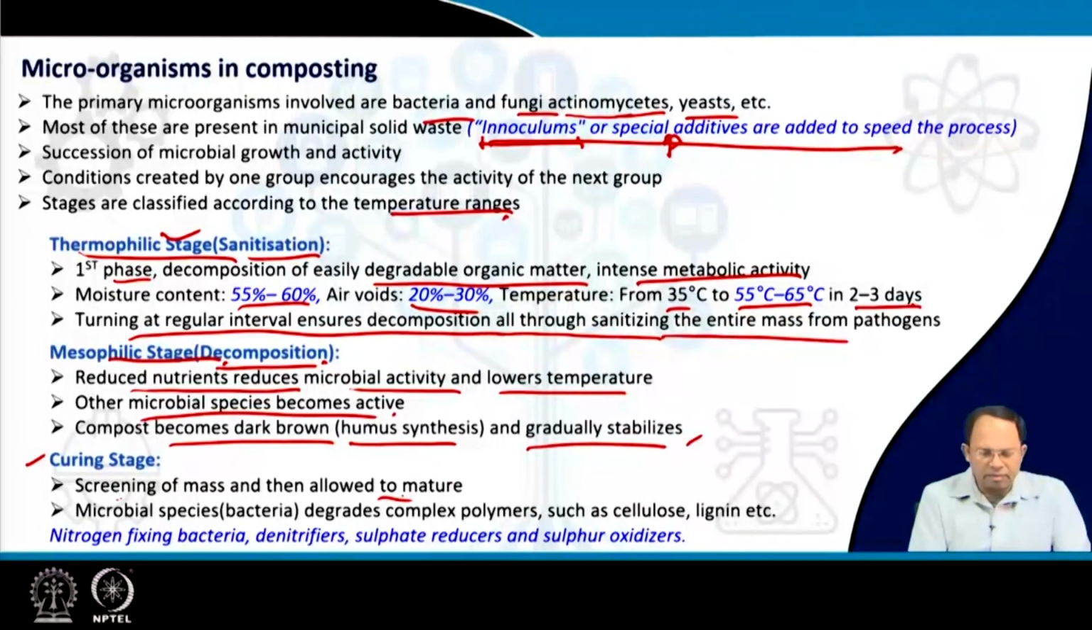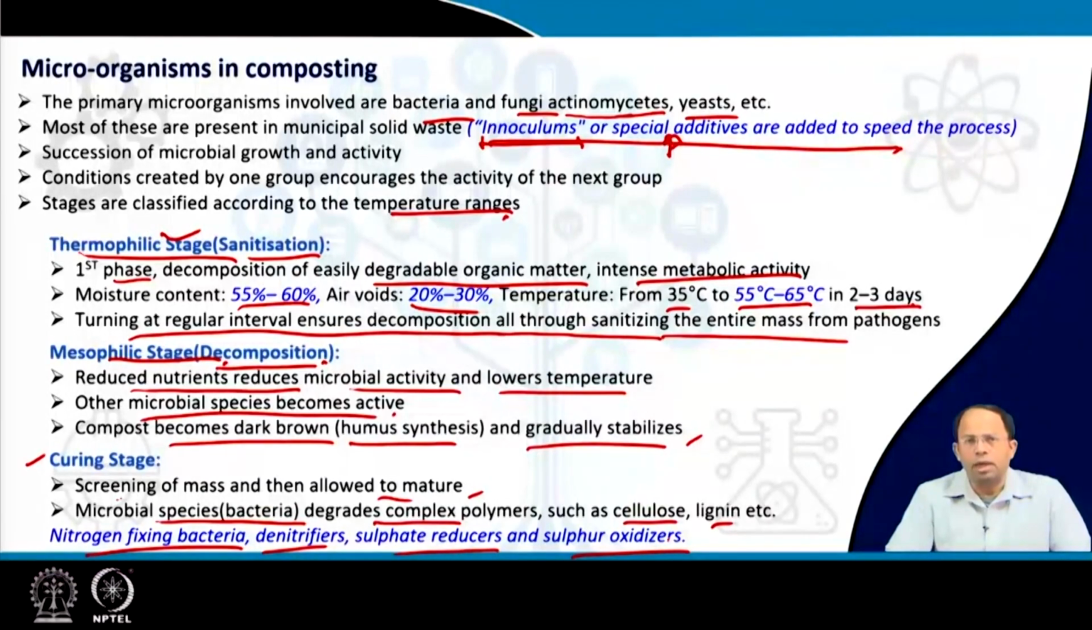And finally, once the screened material is obtained, we allow it to mature. Maturing is nothing but again creating heaps and allowing it to be there, right? And other microbial species, particularly bacteria, degrade complex polymers during this process, such as cellulose, lignin, and so on. So there are nitrogen fixing bacteria which act upon the compost at this point of time, denitrifiers, then sulfate reducers, sulfate oxidizers. So these are the different processes that happen during the curing stage, and eventually we get compost of good quality.